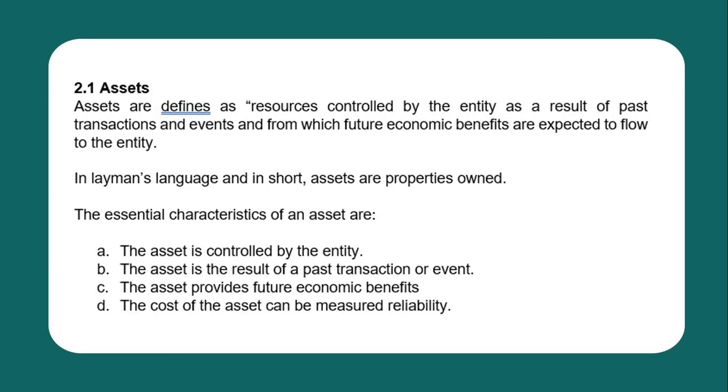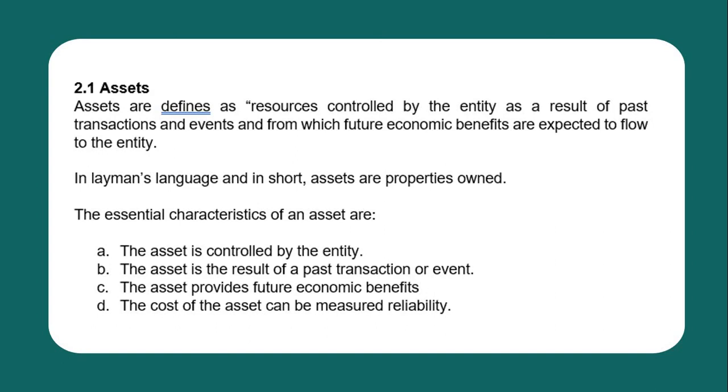So assets are defined as resources controlled by the entity as a result of past transactions and events, and from which future economic benefits are expected to flow to the entity. So take note, when you say assets, these are resources, controlled by the entity or owned by the entity. So all the resources used by the entity wherein the entity has no control or no ownership should not be reflected as an asset. So in layman's language and in short, assets are properties owned by the entity.